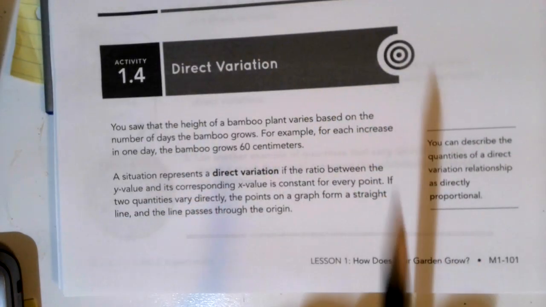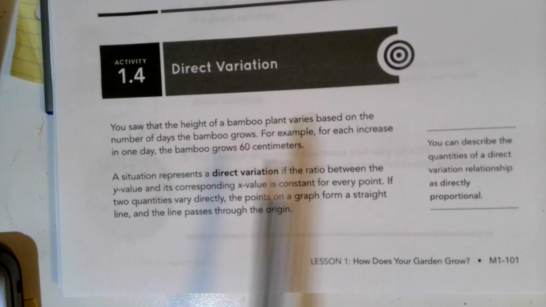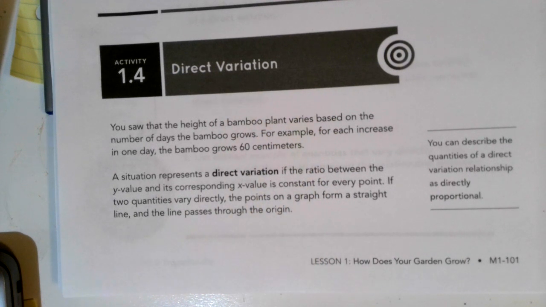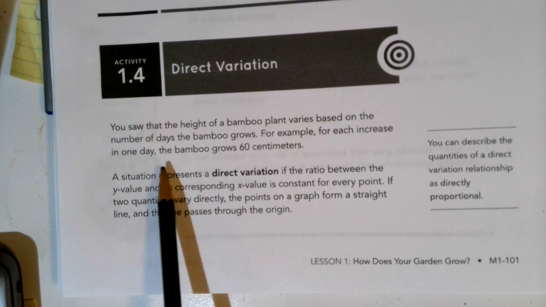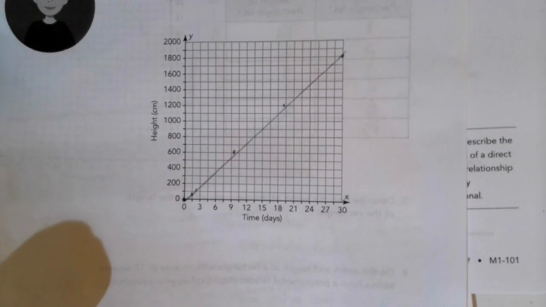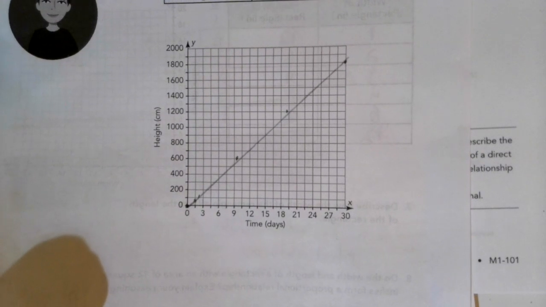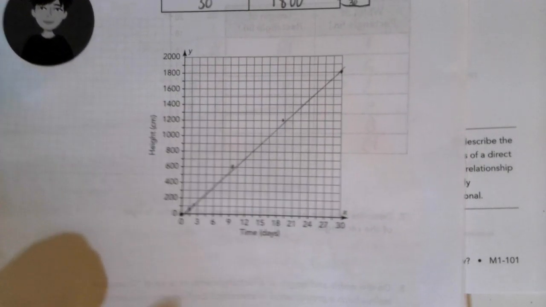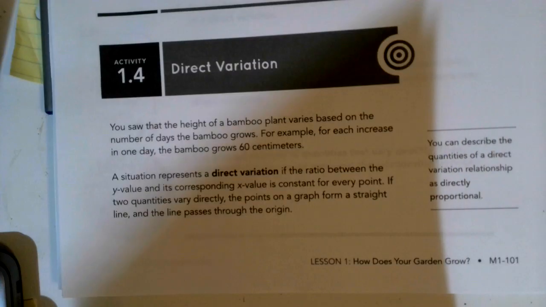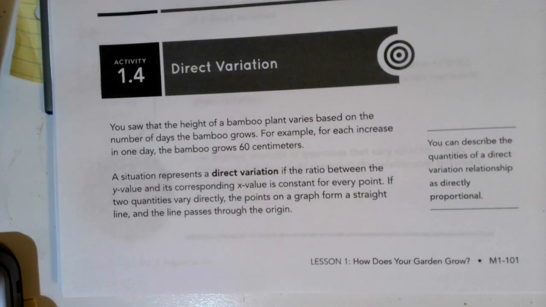Everybody, happy Tuesday. Start the instruction component of this first day's lessons. We're going to start with activity 1.4. In the previous example, 1.3, we had a graph of a bamboo plant that grew 60 inches every day. Looking at that example, we're going to talk about something called direct variation.